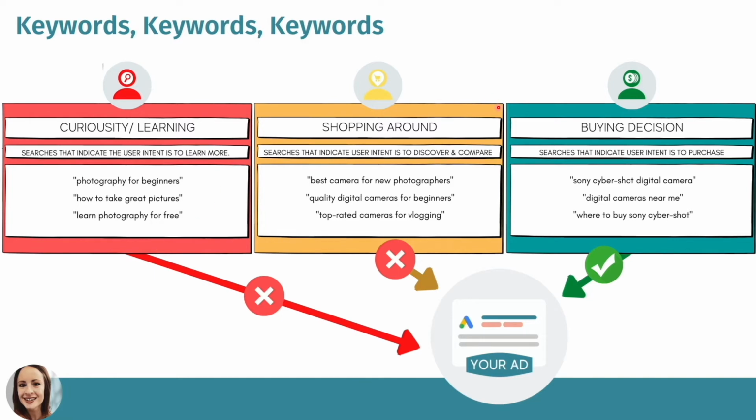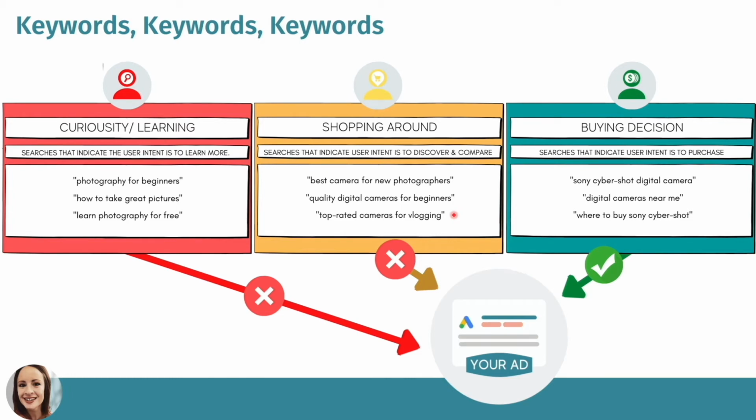Okay. Shopping around. So these are more searches that indicate the intent to discover and compare. So best camera for new photographers, quality digital cameras for beginners, and top rated cameras for vlogging. So these are definitely terms that also indicate they're not necessarily looking, they're researching, and they're not necessarily ready to purchase. They're still in that shopping around phase. It's the discovery and compare phase.